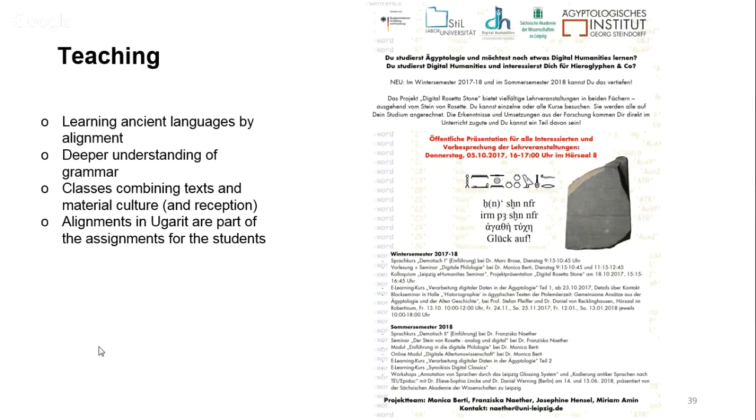You can find on the slide a whole list of what we did and how we also cooperated with colleagues and other institutes, and our institutes, or even in Halle. Because the idea is that students learn these techniques and these apps and the contents, of course, of the stone, and also Demotic. It was actually Demotic yesterday.